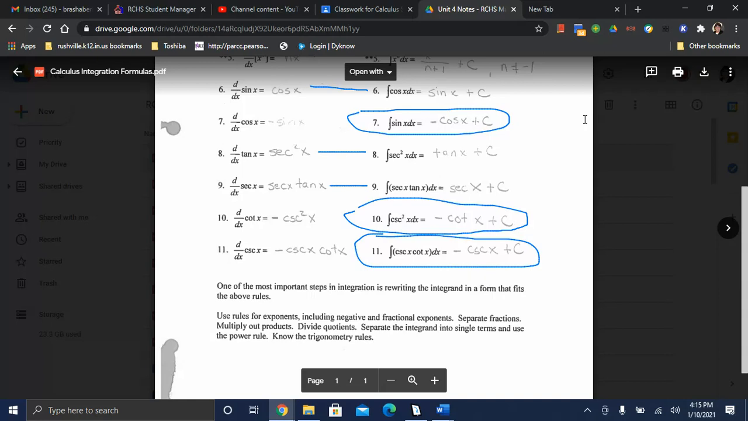I think that's going to be the most challenging part of our lessons, is getting them rewritten so that they fit the rules. So some guidelines. Of course, you want to rewrite using negative and fraction exponents. You want to separate out fractions, multiply out products. So in other words, there is no product rule. You need to divide out your quotients. There is no quotient rule. You need single terms, and then you're going to need to use the power rule.